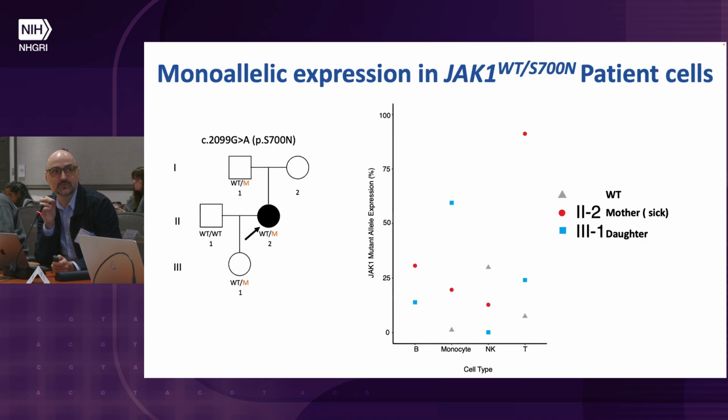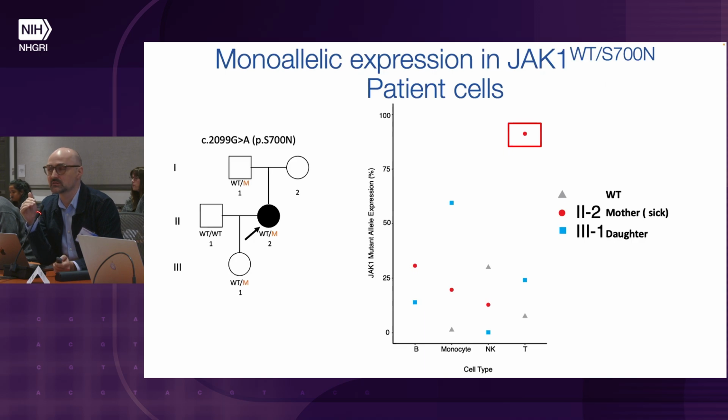If you look at then what we did, the next thing is we sorted B cells, monocytes, NK cells, and T cells. The graph, the y-axis, is JAK1 mutant allele expression. If somebody's heterozygous, all these dots should be around 50. And what we saw in the mother and the daughter, that predominantly the mutant allele was suppressed with the exception of maternal T cells, where this was flipped.